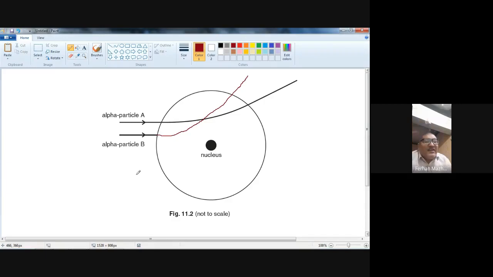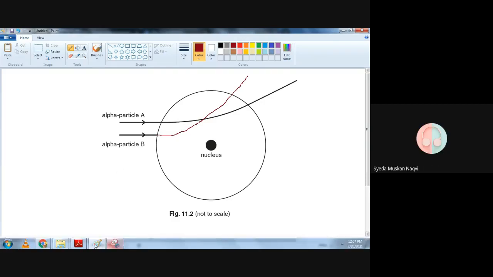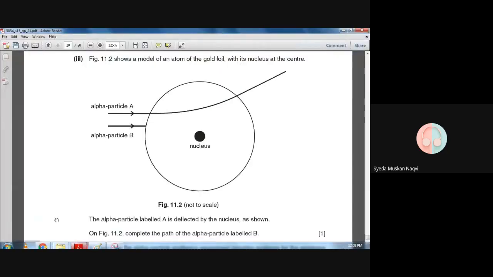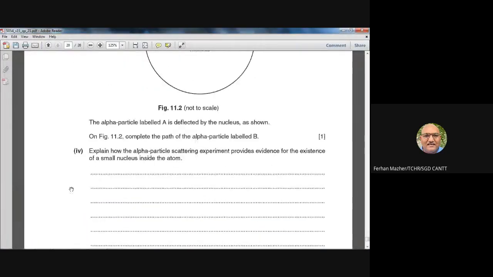The reason it will be deflected more is because this alpha particle is nearer to the nucleus compared to the alpha particle A. So it will experience a larger force of repulsion. The alpha particle is positively charged, the nucleus is also positively charged, and they are repelling each other. Muskan, do you understand? Yes, sir. Muskan, did you get this point? Yes, sir.